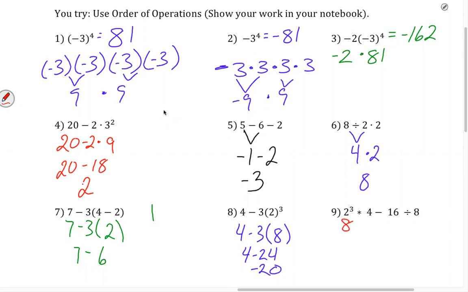2 cubed is 8 times 4 minus 16 divided by 8. All right, so I have 8 times 4, that's 32. Minus 2, and we have 32 minus 2 is 30.